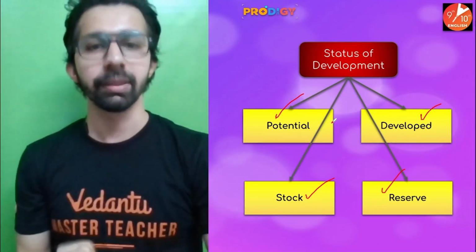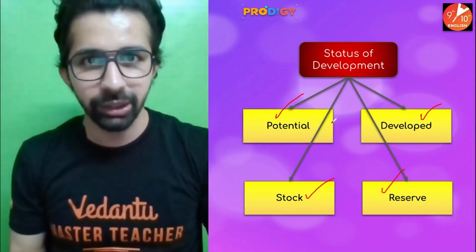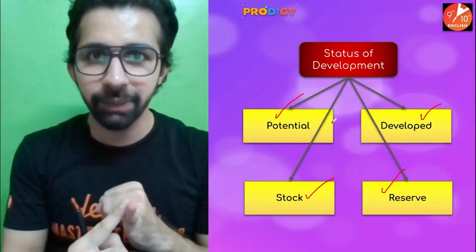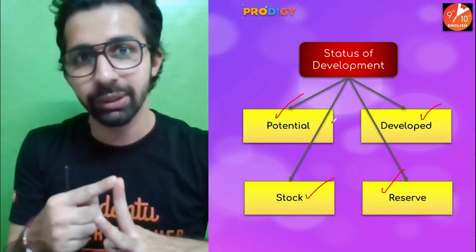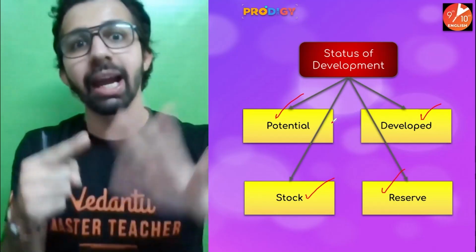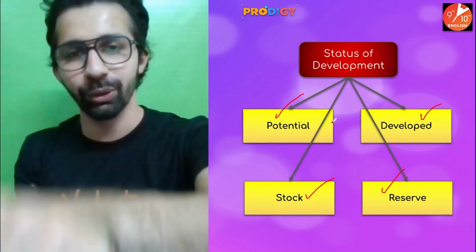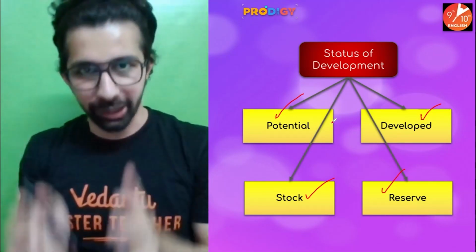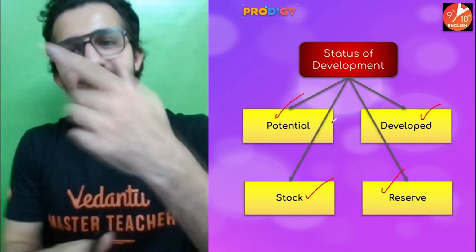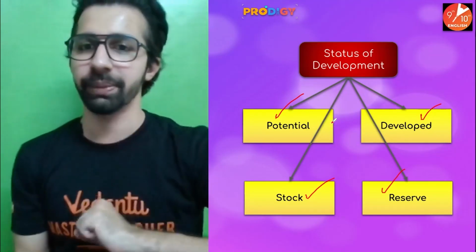Second, developed. Developed resources are those resources which we have already identified. We know the quantity which is available. We know the quality of the resources. We have the technology and we are making the use of those resources. That comes under developed. So currently, presently, we are making the use of these resources, comes under developed.